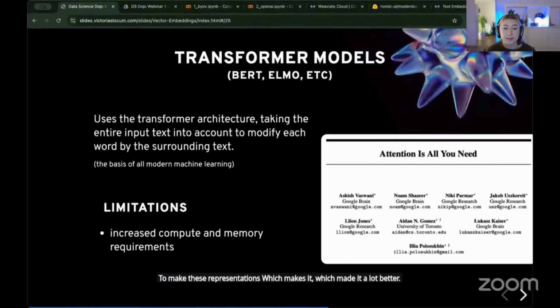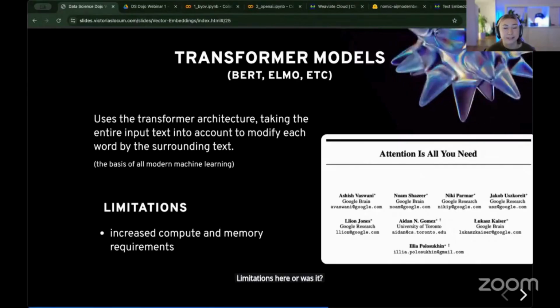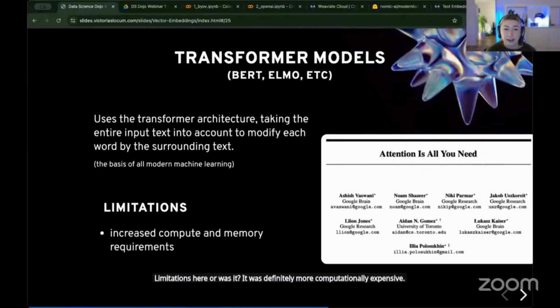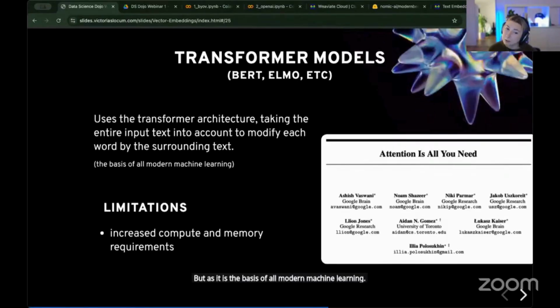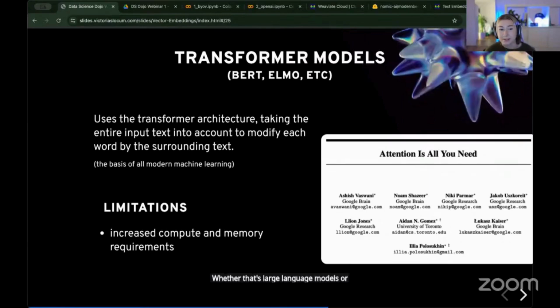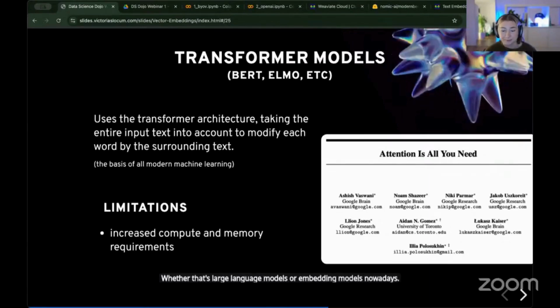Limitations here are it was definitely more computationally expensive, but as it is the basis of all modern machine learning, whether that's large language models or embedding models nowadays, it's definitely worth it.